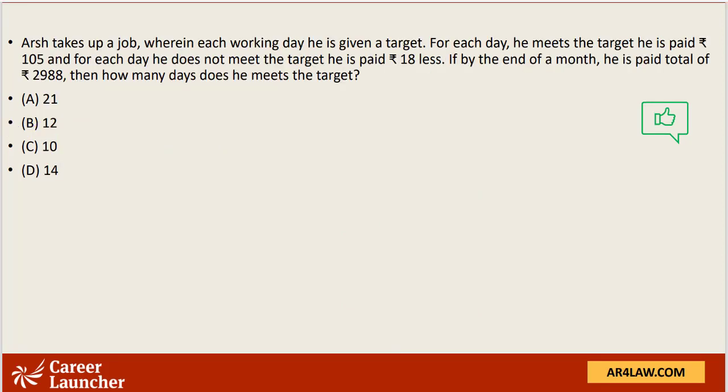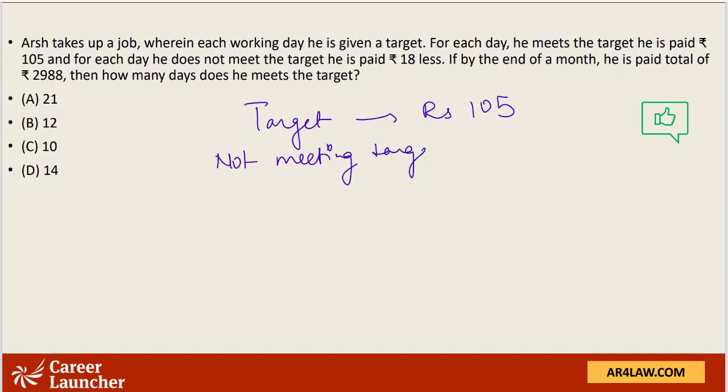Question on linear equations. There are days when Ursh meets the target, he's getting 105. For those days not meeting the target, he's getting 18 rupees less. That means he's getting 87 rupees for those particular days. Let x be the number of days he's meeting the target. So 30 minus x would be the number of days he's not meeting the target.